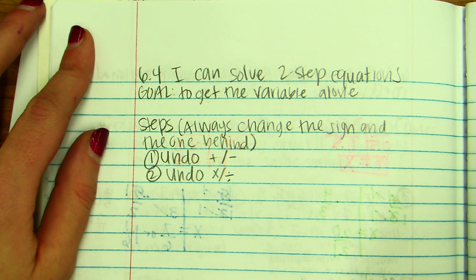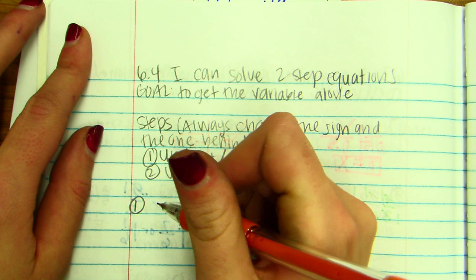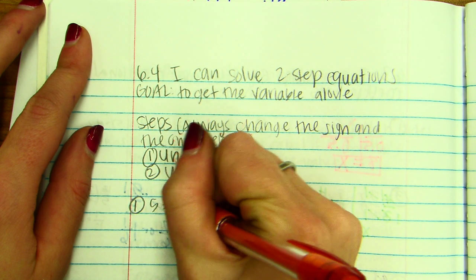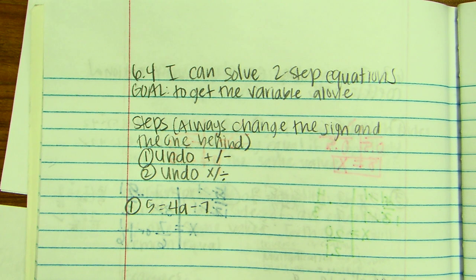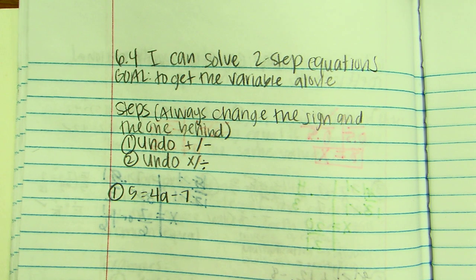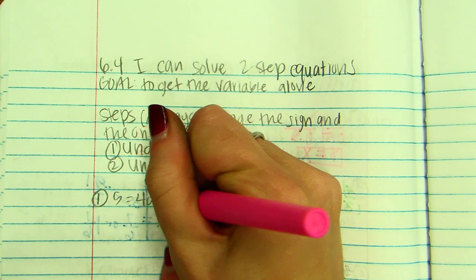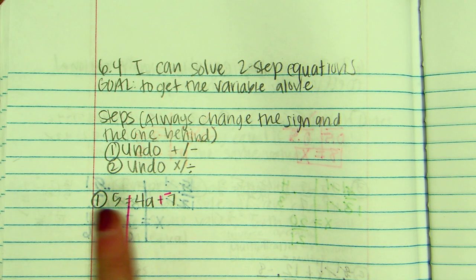So if we have, let's do the first example, 5 equals 4a minus 7. So the very first thing we always do is we change the sign in the one behind, and we're going to draw our line down the equal sign to remind us that whatever we do on this side of the equation we have to do to the other one.